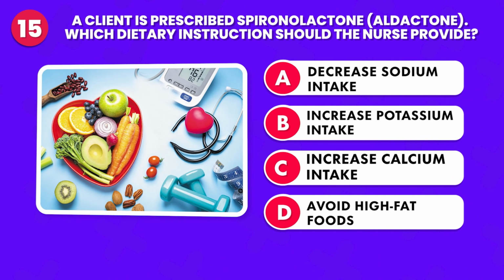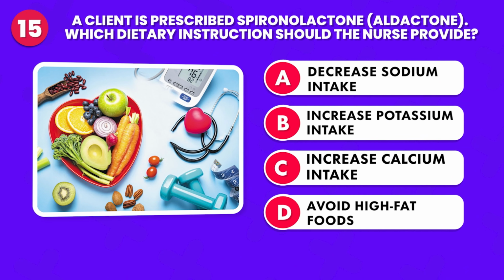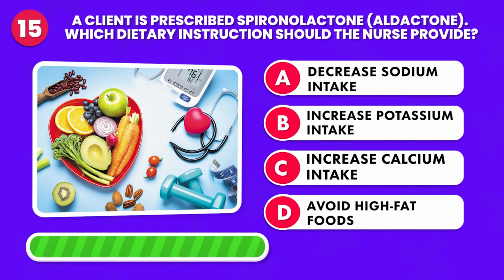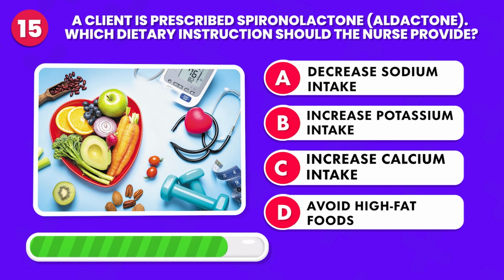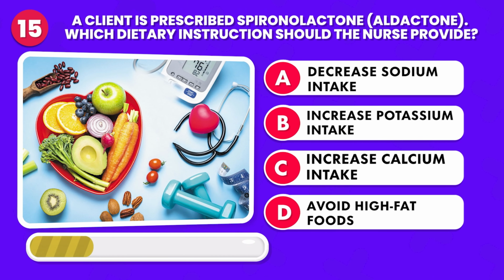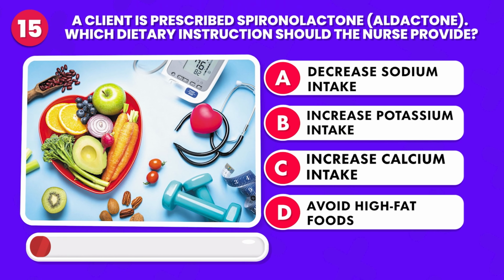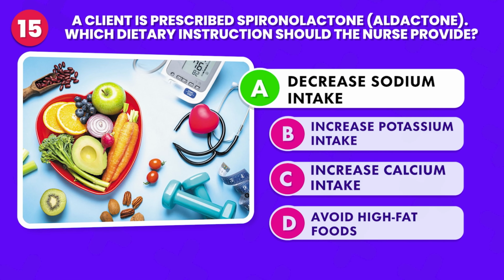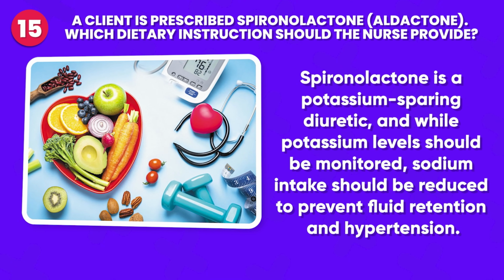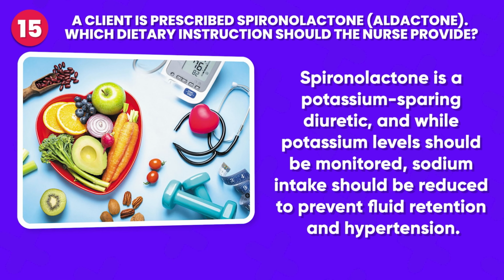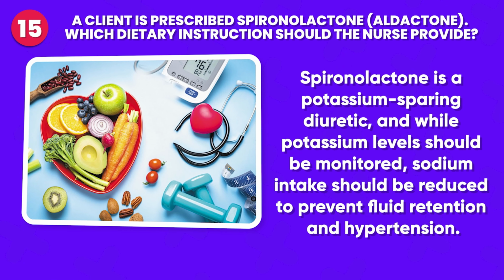A client is prescribed spironolactone, Aldactone. Which dietary instruction should the nurse provide? A. Decrease sodium intake. B. Increase potassium intake. C. Increase calcium intake. D. Avoid high-fat foods. It's A. Decrease sodium intake. Spironolactone is a potassium-sparing diuretic, and while potassium levels should be monitored, sodium intake should be reduced to prevent fluid retention and hypertension.